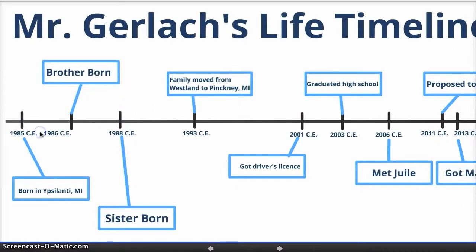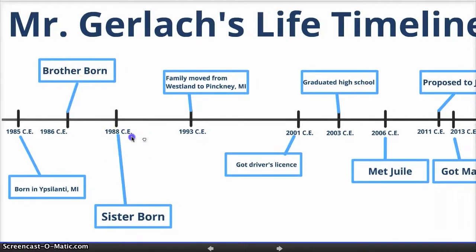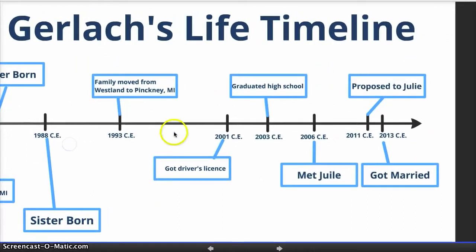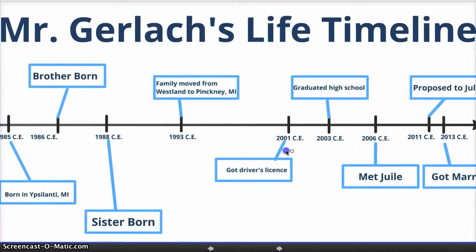I started off my timeline with my birth. So I put 1985 CE and put that I was born in Ypsilanti, Michigan. In 1986 CE, my brother was born. In 1988 CE, my sister was born. And I moved on down the line here with other events matching up with dates in chronological order. For the remainder of class today, take this opportunity to start creating your own timeline in your notebook.